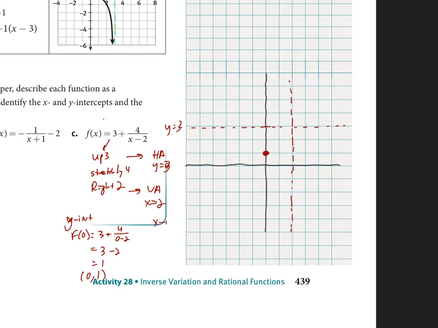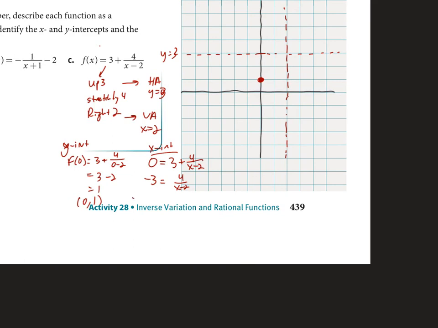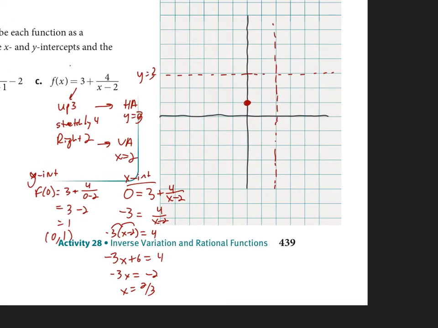And then for my x-intercept, 0 equals the whole thing: 3 plus 4 over x minus 2. I've got to bring the 3 over. Negative 3 equals 4 over x minus 2. I'm going to multiply both sides by x minus 2. So negative 3 times x minus 2 equals 4. The distribution, of course, is really important here. Negative 3x plus 6 equals 4. And then solving that gives me negative 3x equals -2, x equals a positive 2/3, which makes sense. This is just short of 1 here, and so I'm able to get in my first swooping curve.